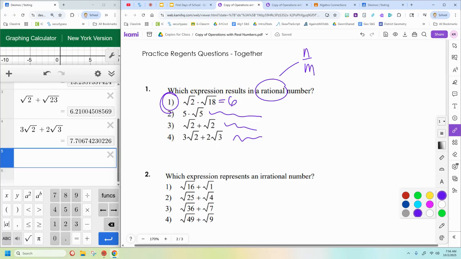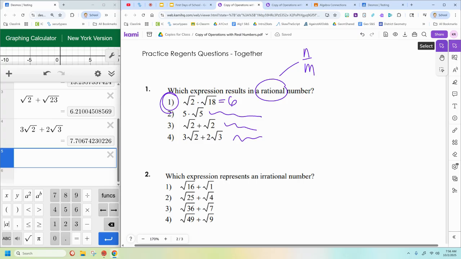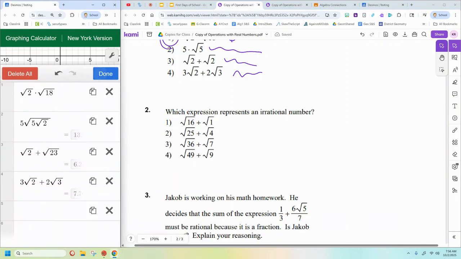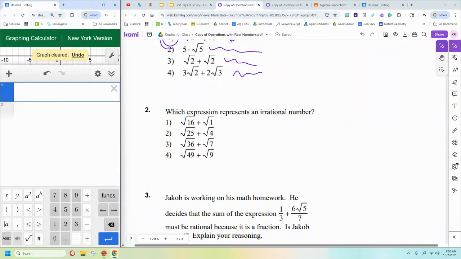So the next one is, which one is going to be irrational? And there's all our crazy stuff going on here. This is a good time you can use your settings wheel and do a delete all if that helps to clear your calculator. Okay, what'd you get? 3. Yeah, okay.